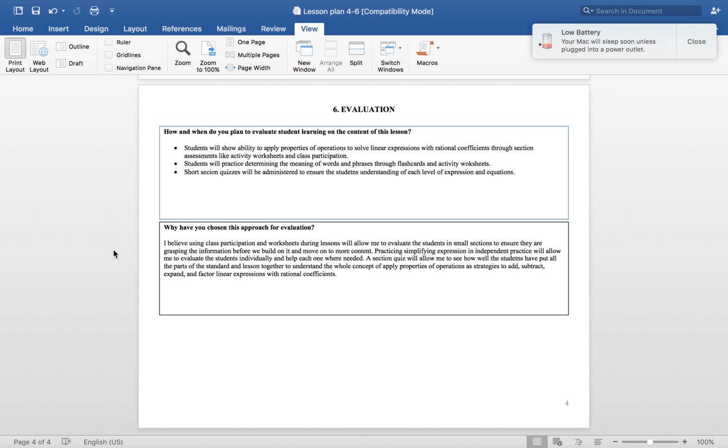A section quiz will let me see how well the students have put all the parts of the standard in the lesson together to understand the whole concept of applying properties of operations as strategies to add, subtract, expand, and factor linear expressions with rational coefficients.